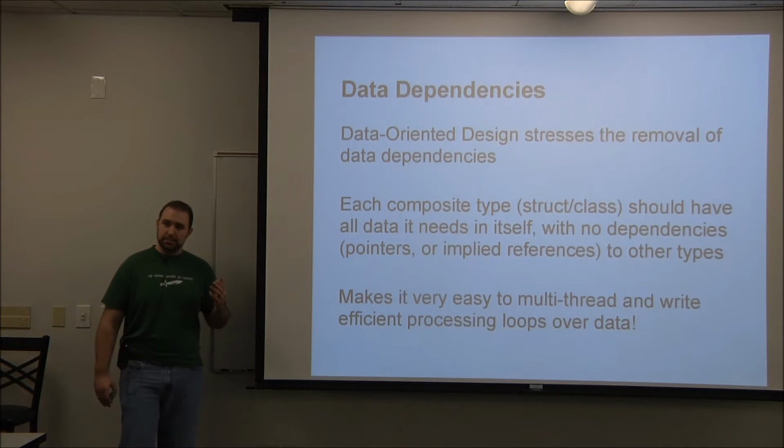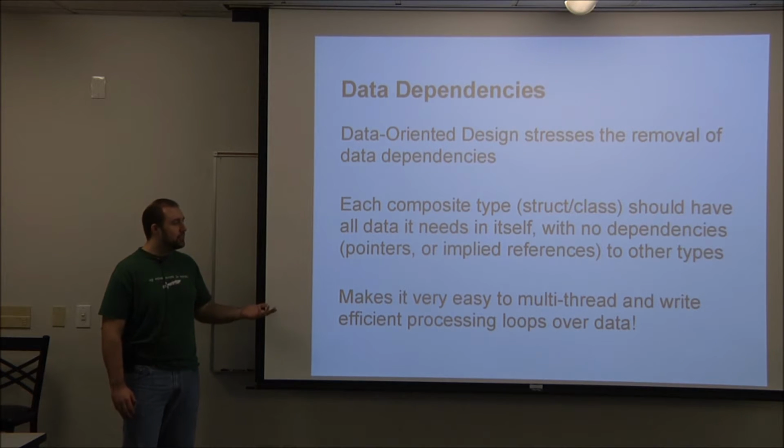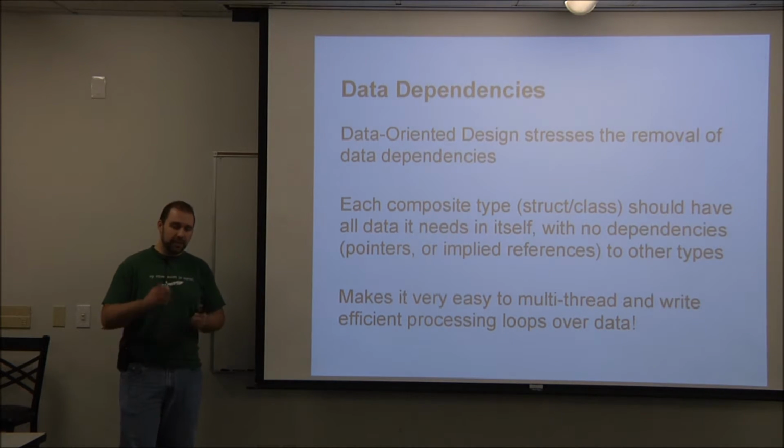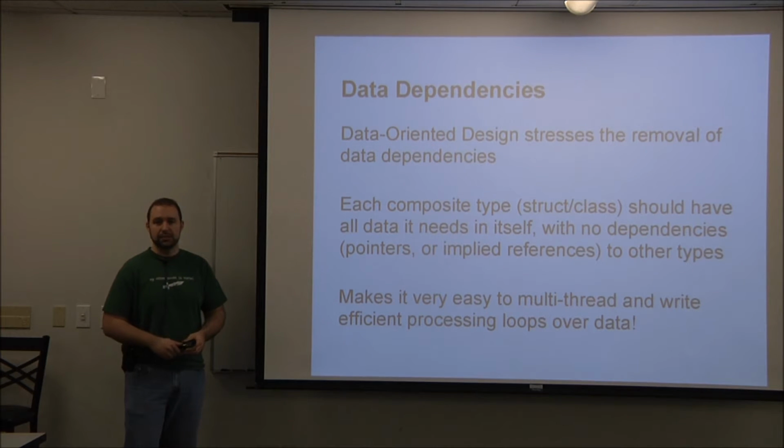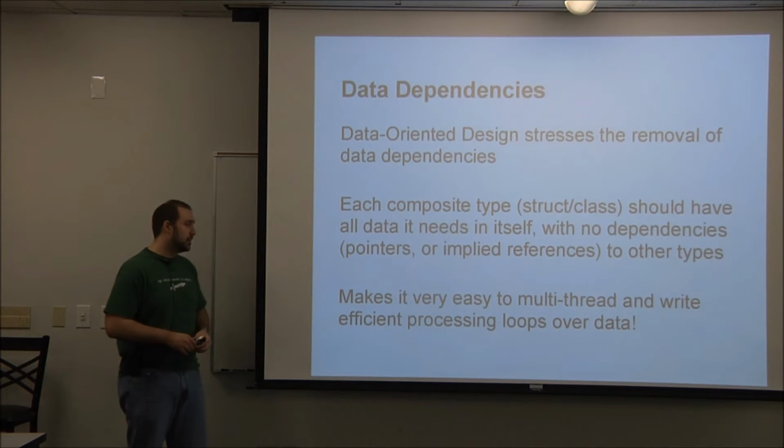One of the other advantages of this, besides just speed, is it makes it a lot easier to multi-thread your program. If you know that all of your physics structures don't reference other objects, you can write a thread that operates on just your physics structures, while another thread is operating on your graphics data structures, and there's no chance they're going to step on each other's toes because they're completely independent from each other.